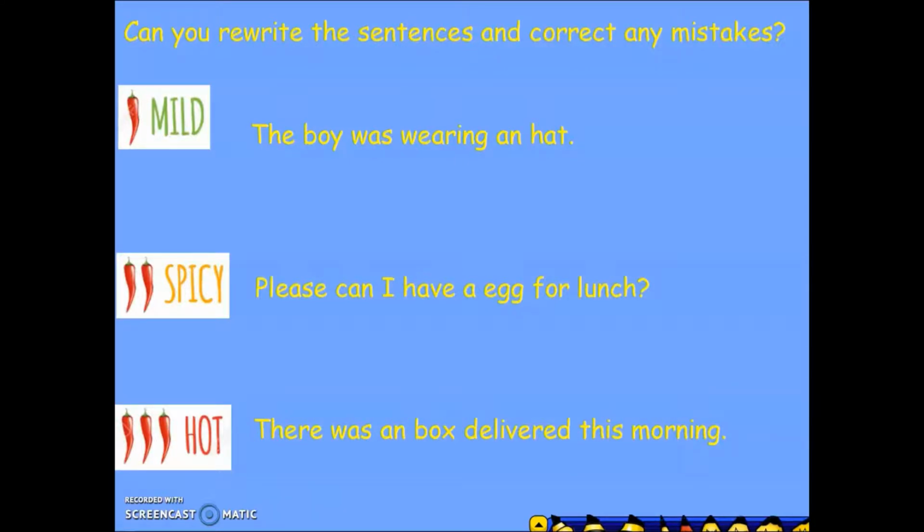Finally, for today's SPAG starter challenge, choose one of the options, mild, spicy, or hot, and rewrite the sentence correcting the mistake. The mild challenge says the boy was wearing an hat. Oh, that doesn't sound right. The spicy challenge is a question. Please can I have an egg for lunch? Again, there's something not quite right in that sentence. Finally, the hot challenge. There was an box delivered this morning. Choose your sentence and rewrite it with the correct article. Pause the video while you do this and press play when you're ready to proceed.